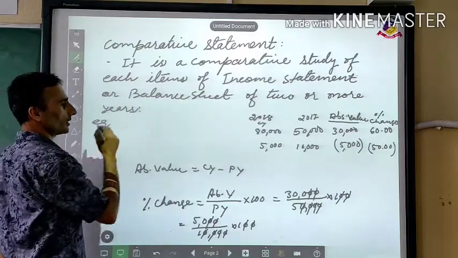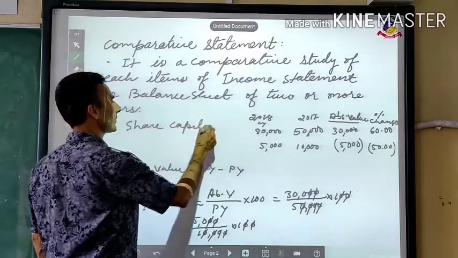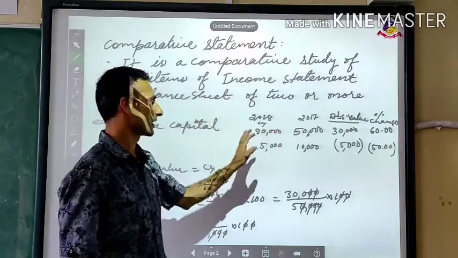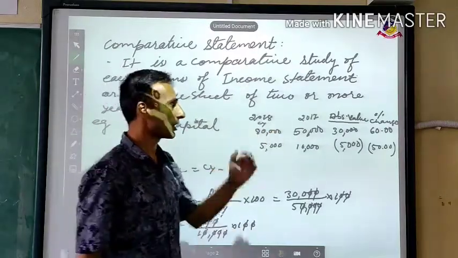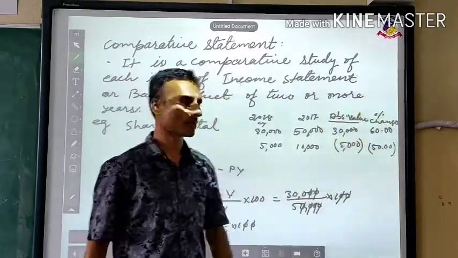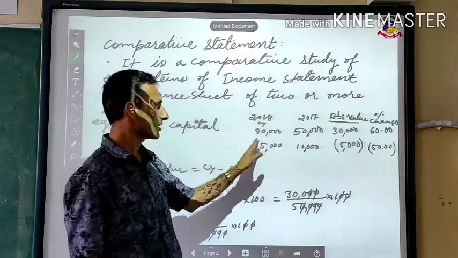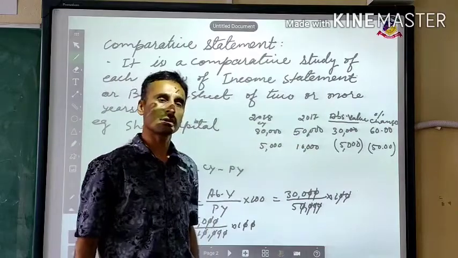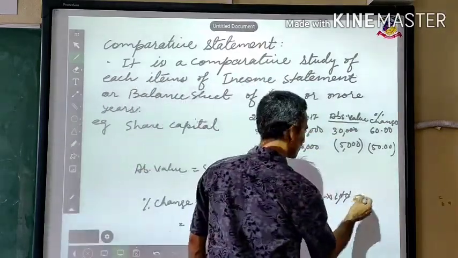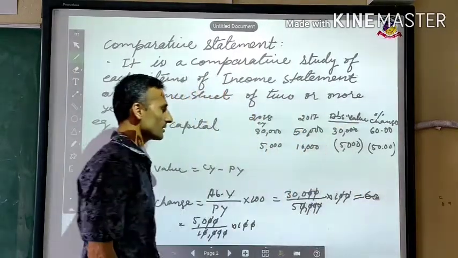So here, supposing given to you is the share capital, and the values remain the same, 80,000 and 50,000. Then what do you have to do? Again, you have to work out the absolute value and percentage change. How do you find it? In the same way, same method. 80,000 minus 50,000 will give you 30,000. And in terms of percentage, as we have worked it out, this is 60%.